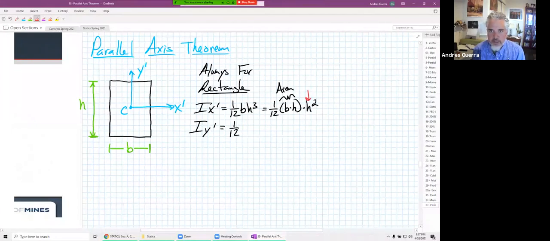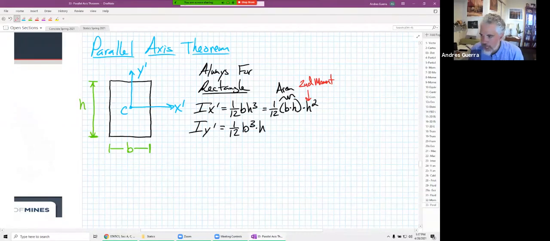This is our second moment of area, right? So this is our second moment because it's h squared. And so we have area times h squared. So what do you think Iy prime is going to look like then? Isn't it going to be the area times whatever distance describes how far we get away from the y prime axis? And so that's going to be a b cubed times h.